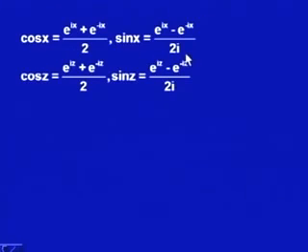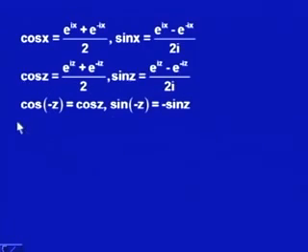We will continue with this definition. cos x is equal to (e^(ix) + e^(-ix))/2, sin x is equal to (e^(ix) − e^(-ix))/2i, and cos z is equal to (e^(iz) + e^(-iz))/2, which is just an extension for this, and from here sin z is equal to (e^(iz) − e^(-iz))/2i.